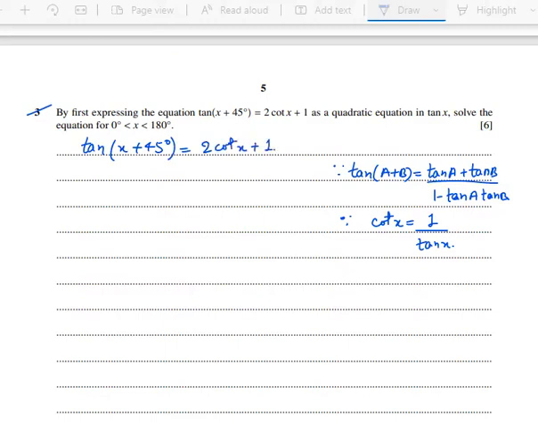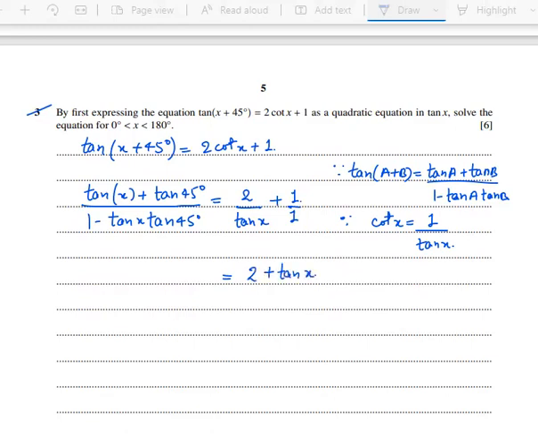So now here I can apply tan a plus b. So this will become tan x plus tan 45 divided by 1 minus tan x into tan 45, using the identity of tan a plus b. Then on the RHS I can write 2 since cot x is 1 by tan x, so I can change it to cot x plus 1. All right. Now taking the LCM over here, this is 1, so the LCM is tan x. So this thing is 2 plus tan x, divided by tan x.